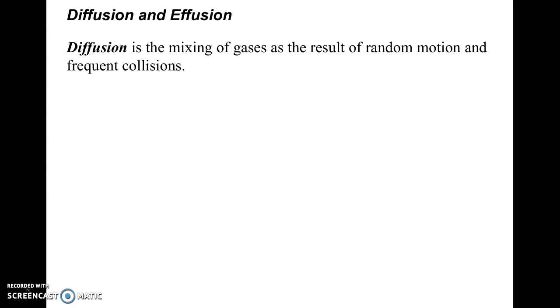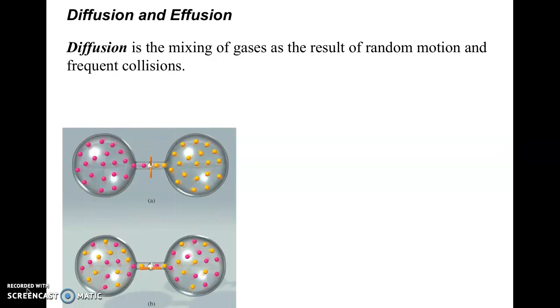So now we're going to look at two behaviors of gases due to their movement. One is diffusion, and diffusion is the mixing of gases just from their random motion. And so if you had two containers connected by a stopcock, one has the yellow gas and the other has the kind of fuchsia color, and if you open that stopcock, just the sheer fact that they're moving around will mix them into a homogeneous mixture.